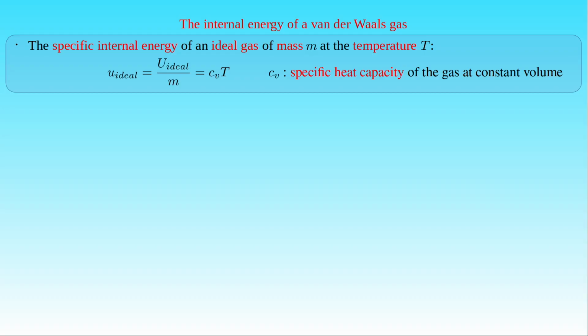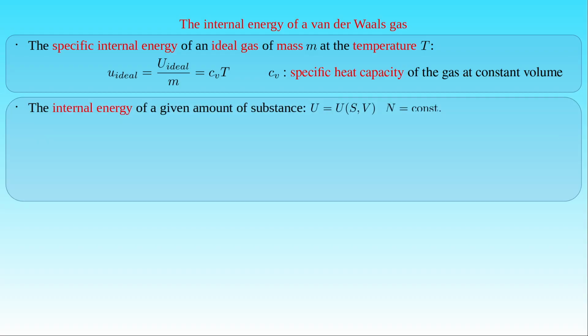This formula shows that the only state variable which the internal energy of an ideal gas depends on is its temperature. We also established that the internal energy U of a given amount of substance is a function of its entropy S and temperature T for a fixed number of particles N of the substance. The partial derivative of the internal energy with respect to the volume at a constant temperature for such a functional dependence contains the partial derivatives of U with respect to S and T.